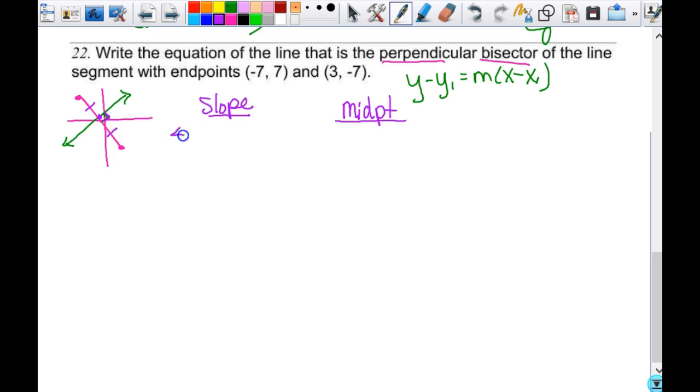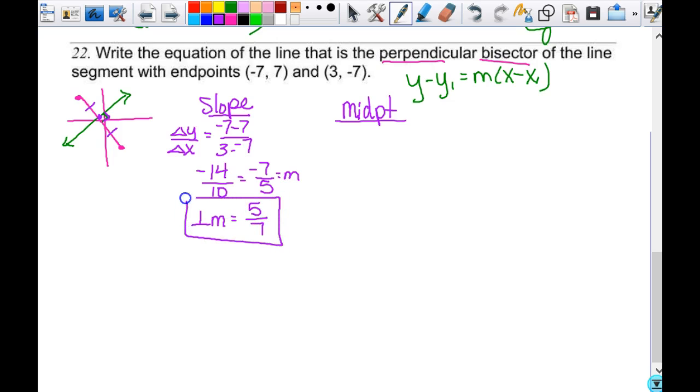So I can find slope. Slope is delta y over delta x. That's going to be negative 7 minus 7 over 3 minus a negative 7. That's negative 14 over 10, which is negative 7 over 5. But that's not the slope I want. That's just the slope of the segment. I need the perpendicular slope, which is a positive 5 over 7. So that's the slope I'm going to use in my equation.